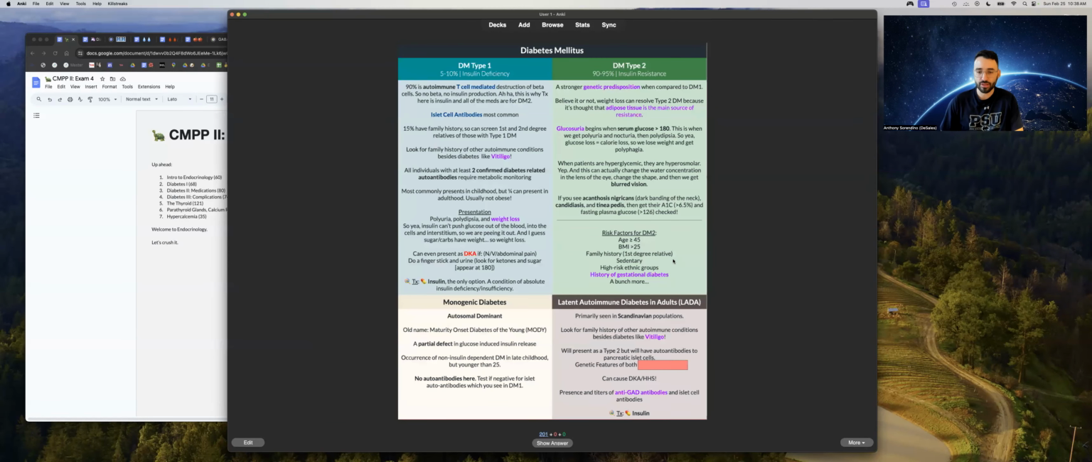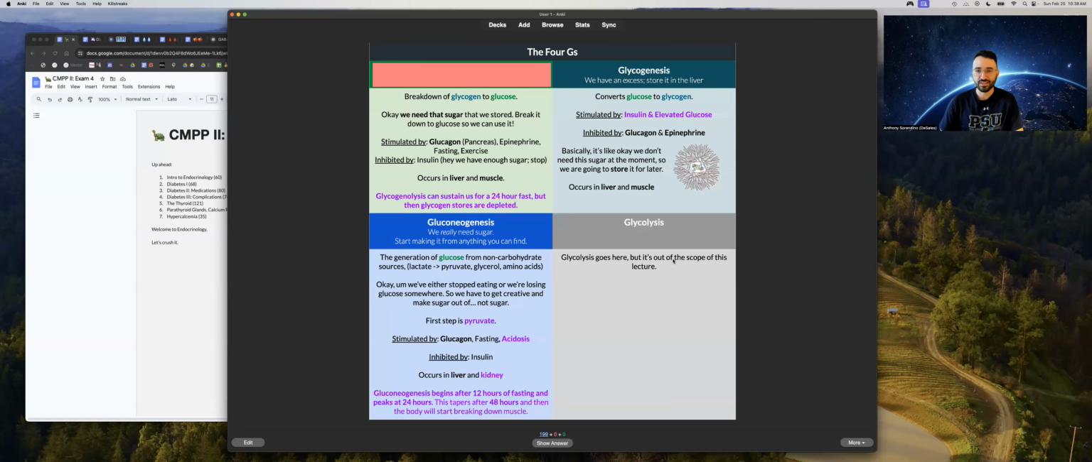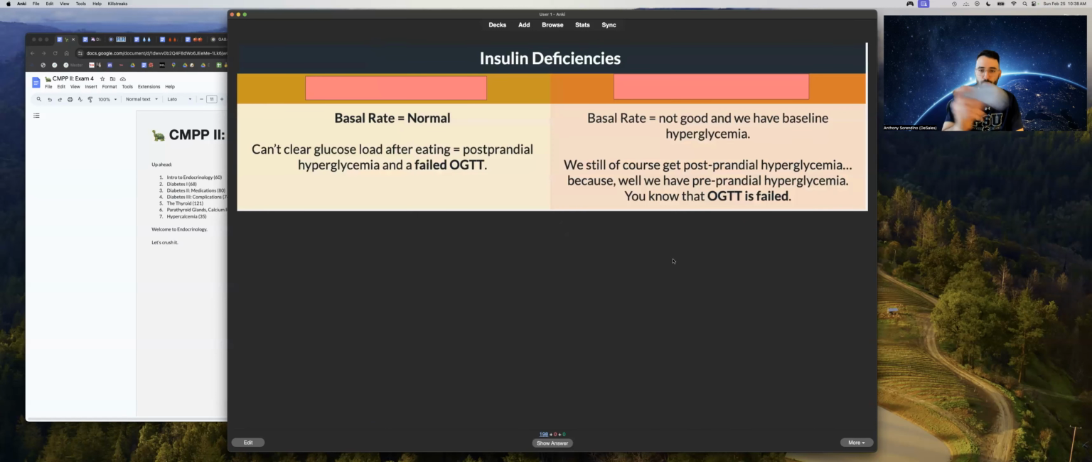LADA has genetic features of both DM1 and DM2. There are no blank involved in monogenic diabetes. Antibodies. The 4Gs: glycogenesis, gluconeogenesis, and glycogenolysis. Insulin deficiencies, mild and marked.